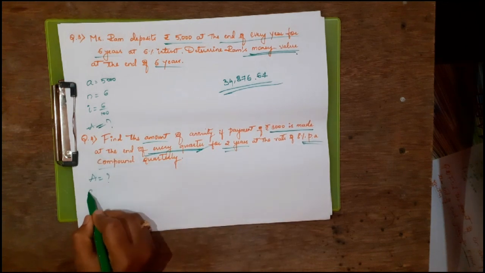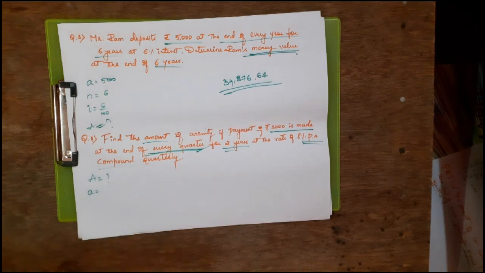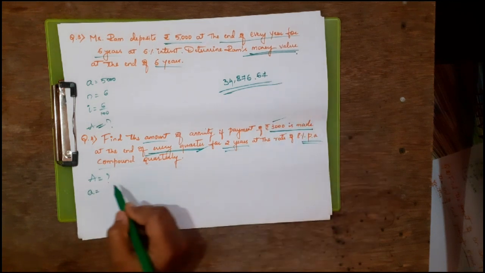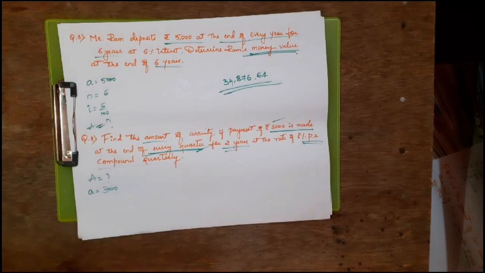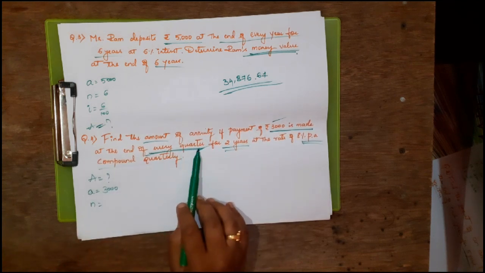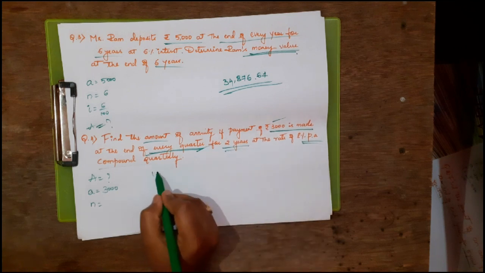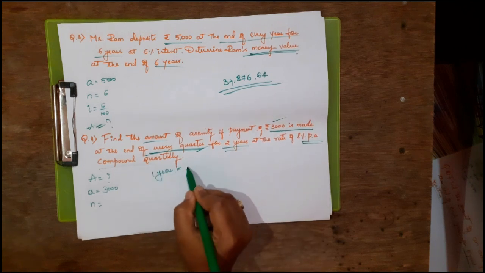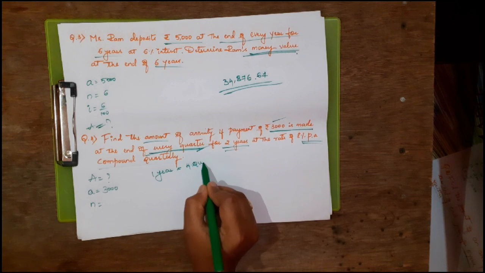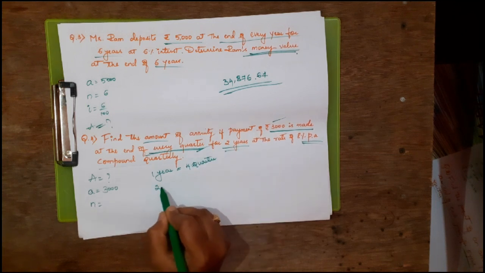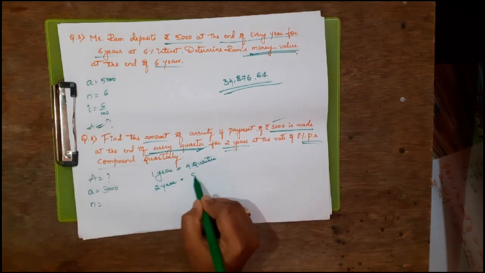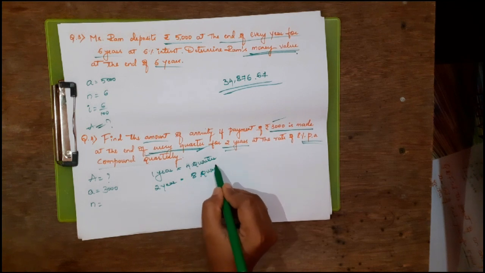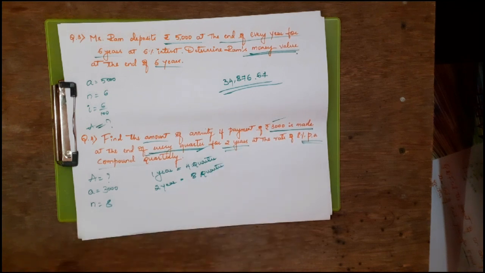We have to calculate the amount. We have to calculate how much payment they are making each quarter. 3000 rupees they are making. So A will be 3000. When it comes to n, every quarterly for 2 years. So 1 year, how many quarters we have? 4 quarters, right? So for 2 years, how many quarters it will come? 8 quarters. Okay, so n will be 8.